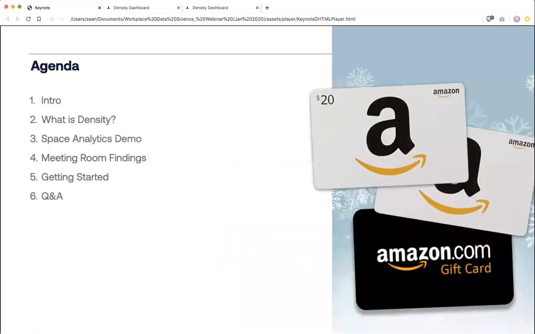So let's get started. We are going to talk a little bit about Density as context, and so you'll know who we are. Then we're going to do a demo led by Sean, which is really cool. We're going to look at how data is collected and how you can have an analytical framework for thinking about workplace data. And then we're going to talk about specifically some of our findings and some ways of thinking about this collaborative space of meeting rooms, and then give you some tips about getting started in your own organization and take your questions.